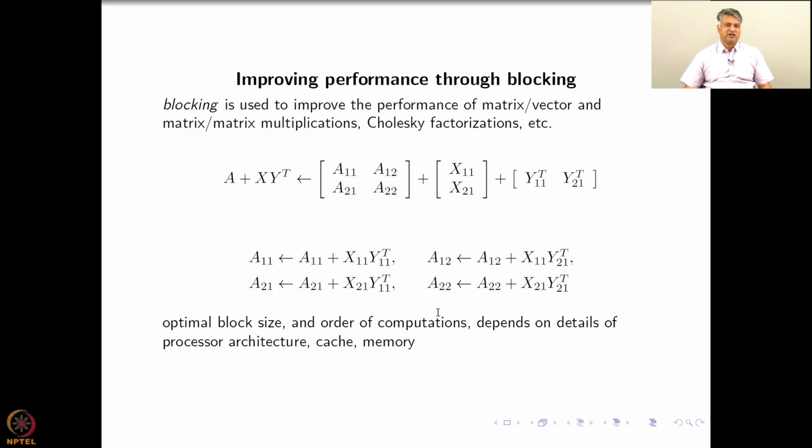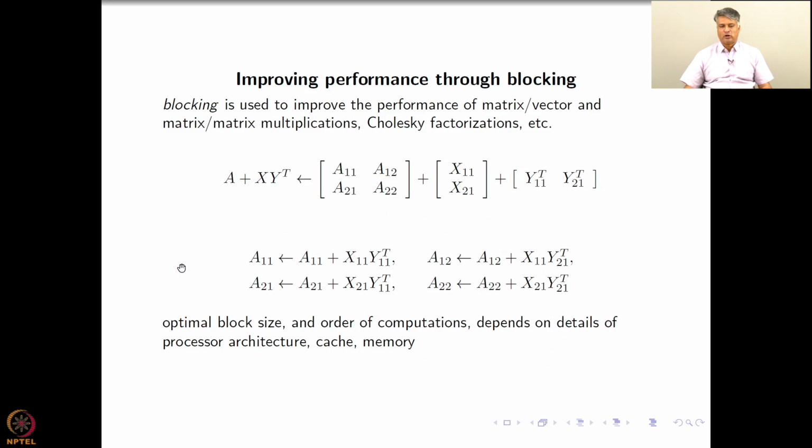Let us say that I have an operation like A plus X Y transpose. So I have two matrices, rather three matrices A, X and Y. I can sort of put them in some blocks where I take A and put it into four sub-blocks, A11, A12, A21 and A22. I take the vector X, or rather the matrix X, and make it into two sub-blocks, X11 and X21. Similarly, I do it with Y11 transpose and Y21 transpose. So now the operation A plus XY transpose has been transformed into these sort of optimal block sizes.